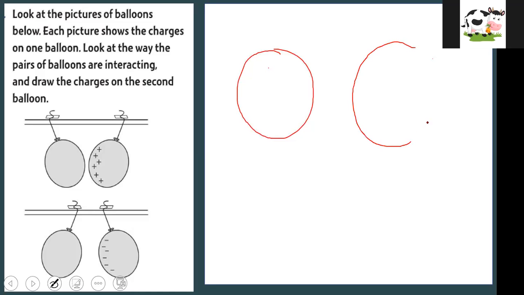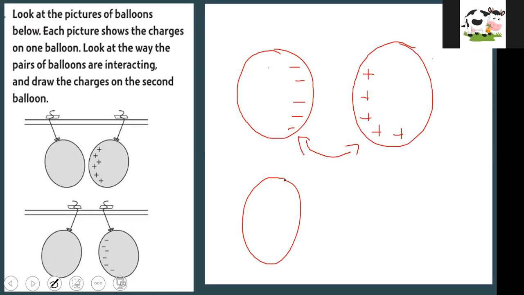Okay. So we have the two balloons, right? And in the first picture, you see all these positive charges here. And if the balloons are coming towards each other, right? What do you think is on this balloon? Negative. Good. So how about the second picture? You have a bunch of negative charges, and then they're going like this away. Negative. Good.